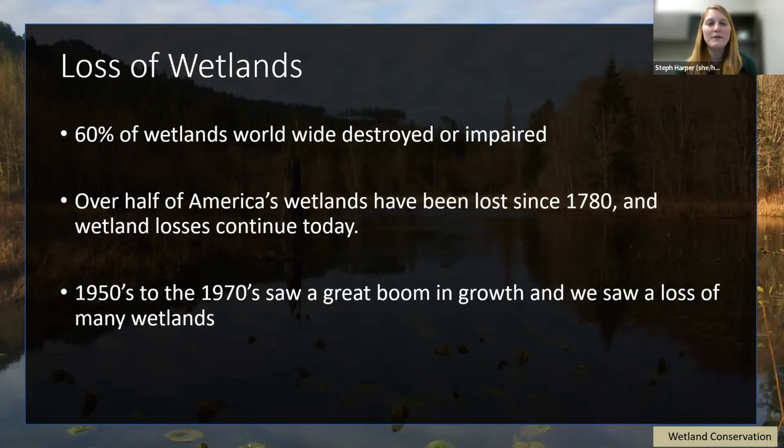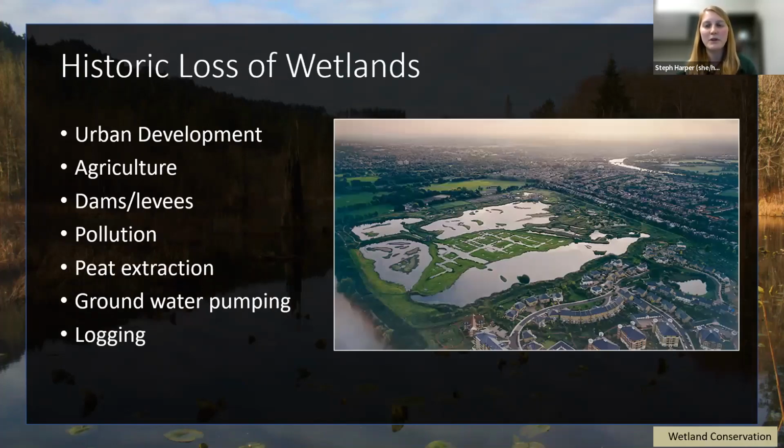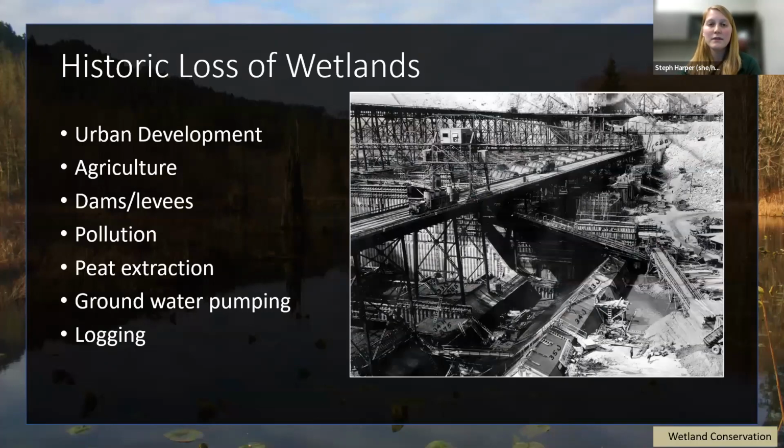And from 1950 to the 1970s, we saw a really big boom in growth in our country, but that also meant we saw a lot of loss in wetlands too. And so just some of the historic reasons that wetlands have been lost: there's just a lot of development that's happened, whether it's urban development or as we started to move across the country and into these western states. We've seen a lot of wetlands be impaired. Agriculture, dams and levees. We started constructing dams, and maybe they didn't necessarily impact wetlands directly where a wetland was removed, but changing the flow regime has the potential of also impacting wetlands.